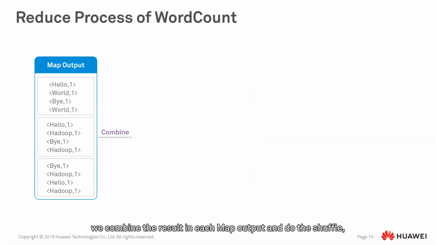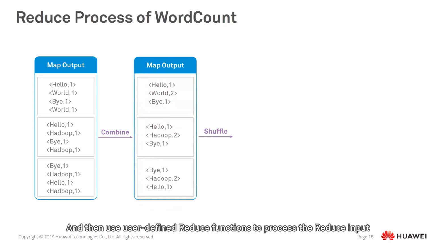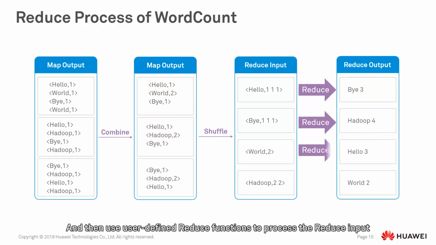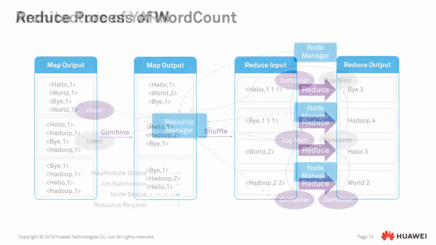And then we combine the results in each map output and do the shuffle, which is to copy MOF from map tasks and sort and merge into one file like this. And then use user-defined reduce functions to process the reduce input. That finally creates a reduce output.